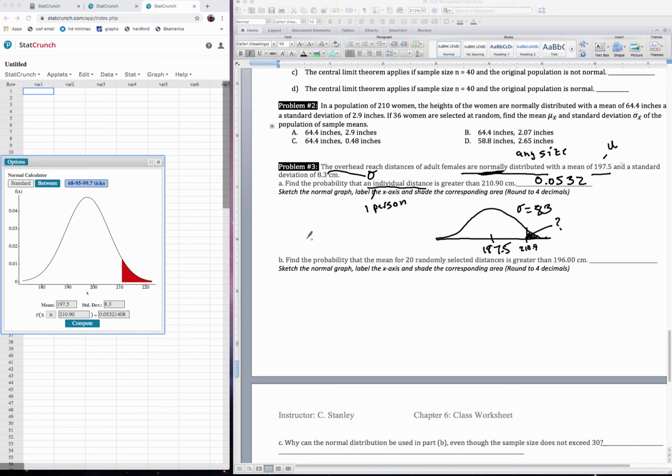Now what's the difference between this problem and this problem? Because it sort of sounds the same. Find the probability. Find the probability. Okay, this says individual, but this says mean for 20 randomly selected distances. So my n is 20. My n was 1 here. My n is 20, that's the difference. Okay, now they're asking for a different number.